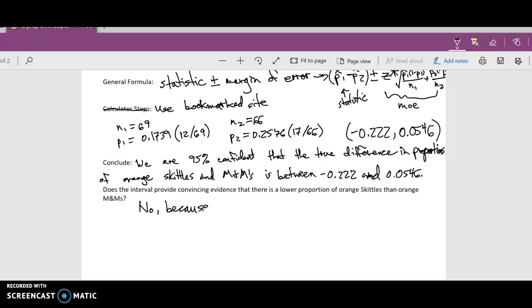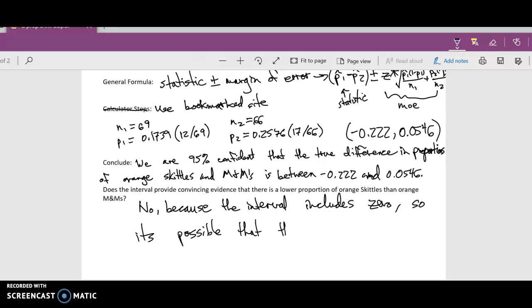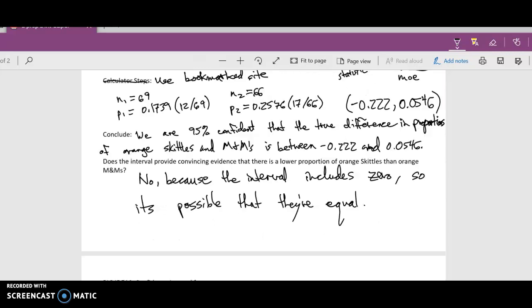because the interval includes 0. So it's possible that they're equal. We don't have evidence that there are fewer orange Skittles than orange M&Ms.